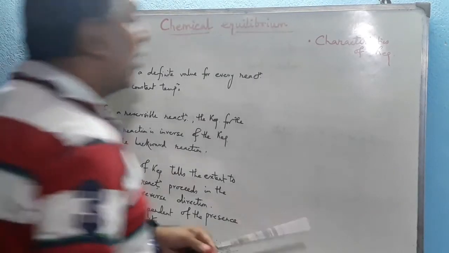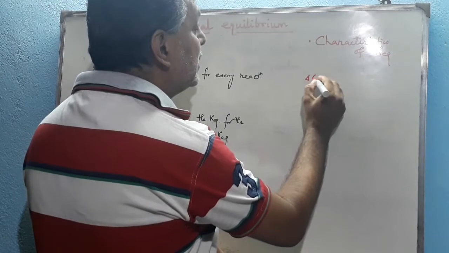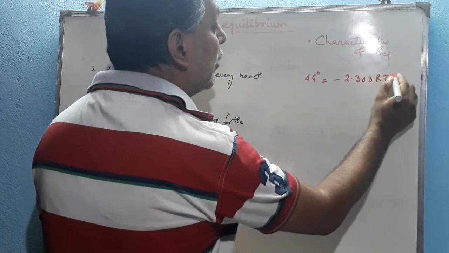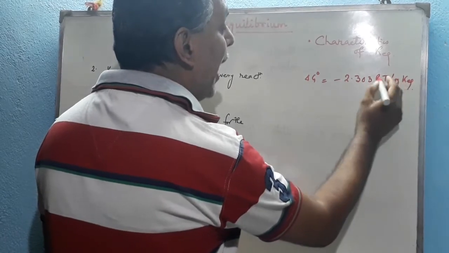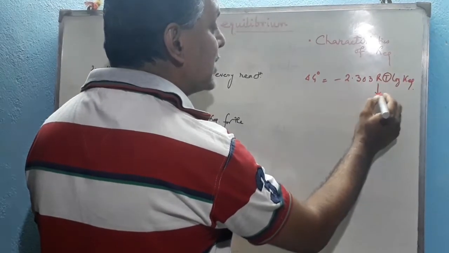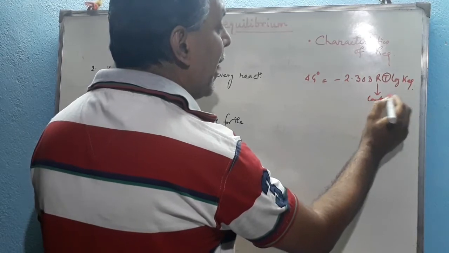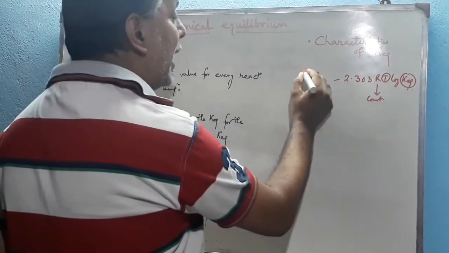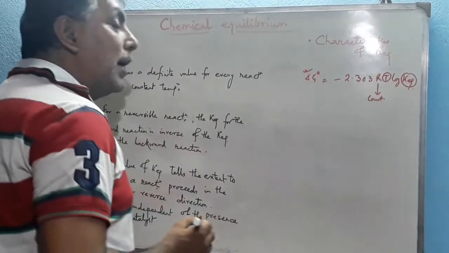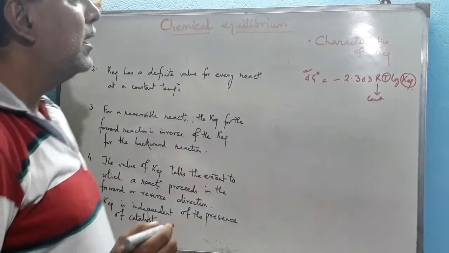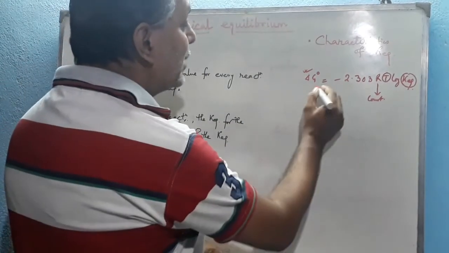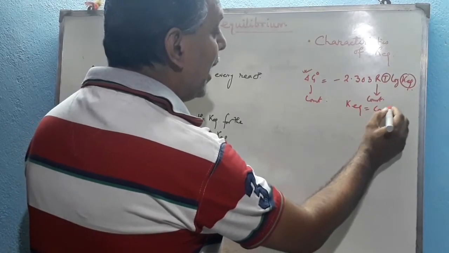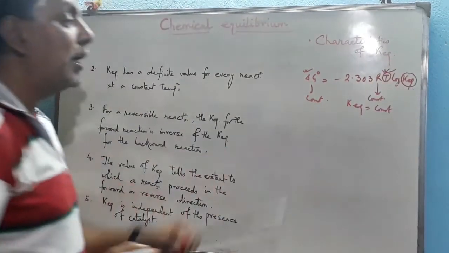We have already seen that del G0 equals minus 2.303 RT log K equilibrium. At a constant temperature, R is a constant, which is called the molar gas constant, and log K equilibrium has a constant value because del G0, the change in Gibbs energy at standard state, is also constant. That's why we can say that K equilibrium is also constant whenever T remains constant. So it varies with T.